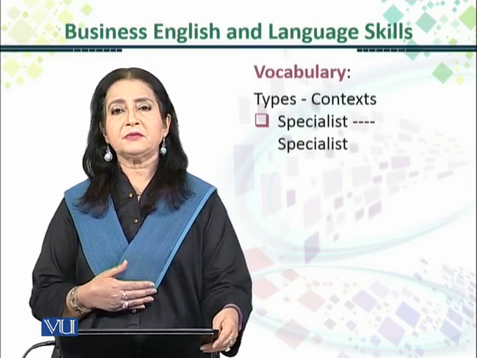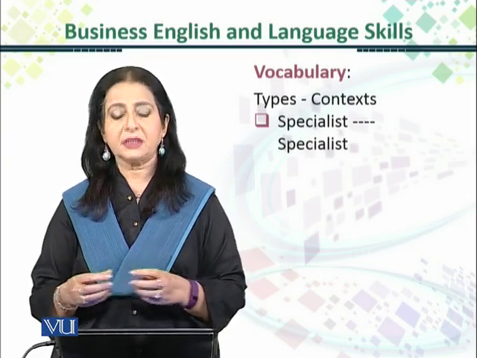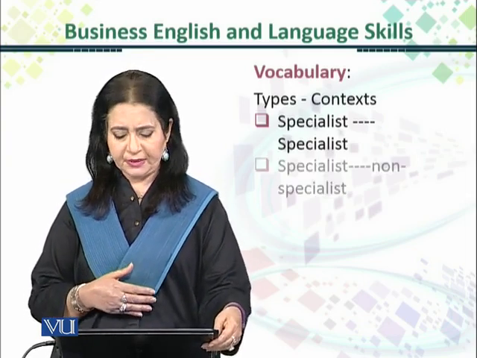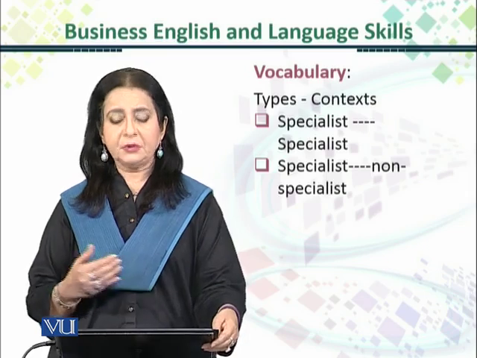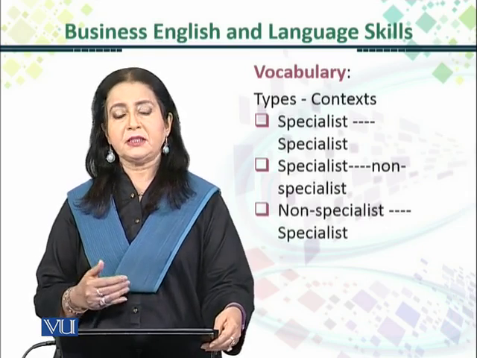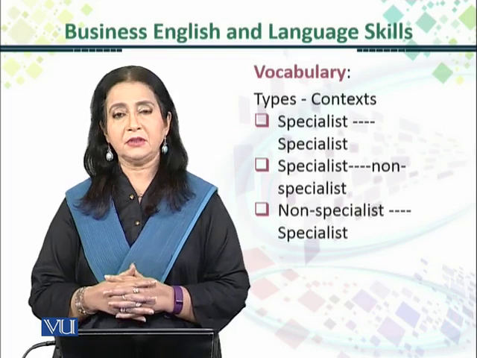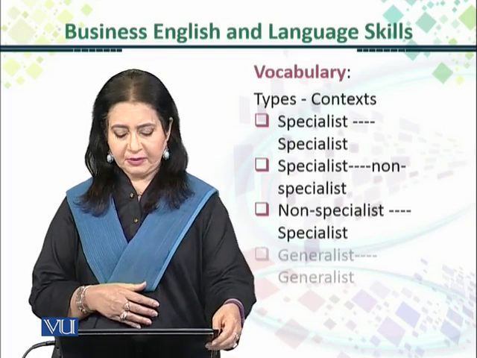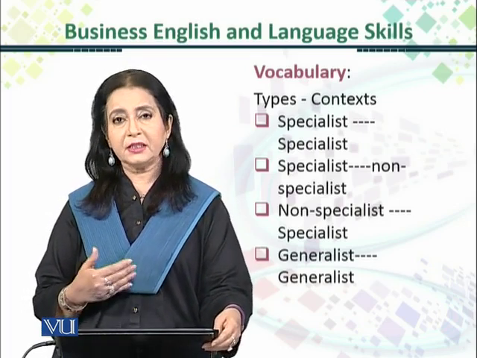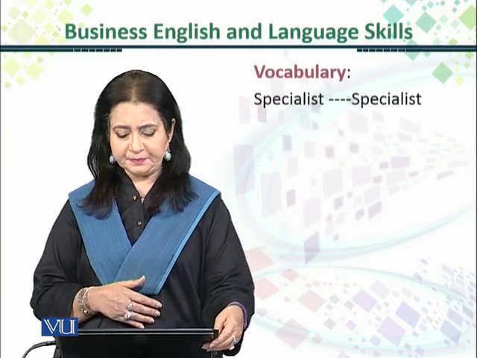The first is the interaction between specialist and specialist. Both the interlocutors are people who are specialists of the area, so there would be a vocabulary for them. Then there is an interaction between specialist and non-specialist individuals, or between non-specialist and specialist. For this second and third category, we need a different type of vocabulary. Then we have the journalist and journalist. A third type of vocabulary would be needed for people who fall into this category.